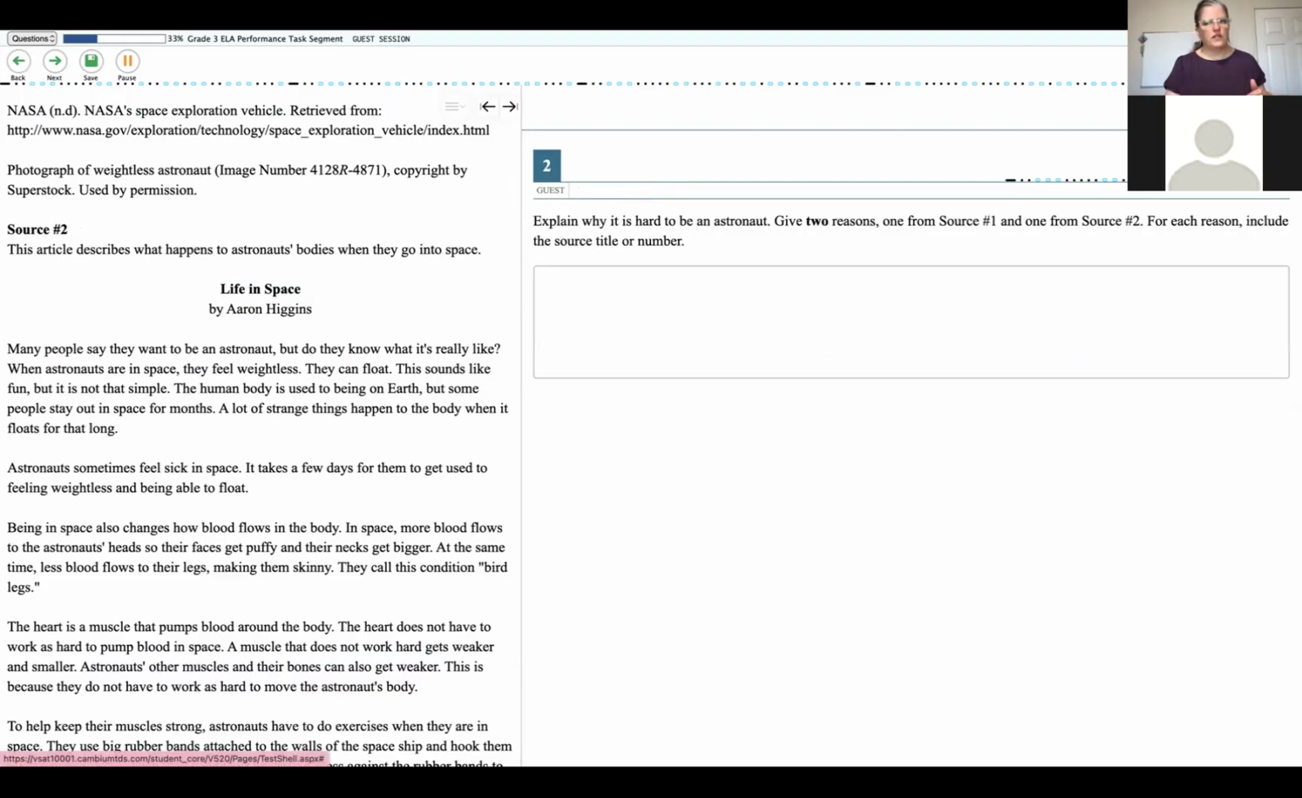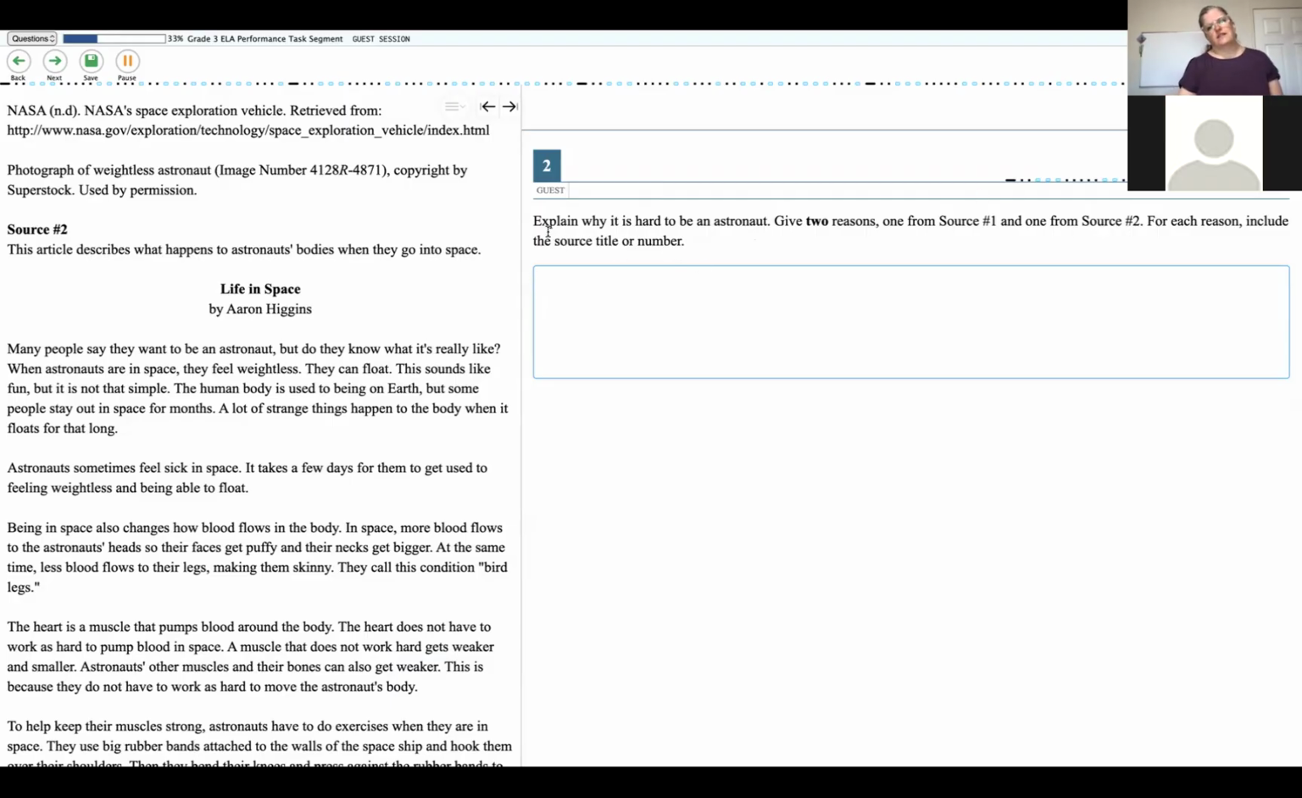Now I will go over here to number two on the right. Now, number two is a little bit different. You see this big box right here? This is where you can type, and this is where you're going to put a short answer. This one's not going to be big paragraphs yet. This is just a short answer. It says, explain why it is hard to be an astronaut. Give two reasons, one from source number one and one from source number two. For each reason, include the source, title, or number.